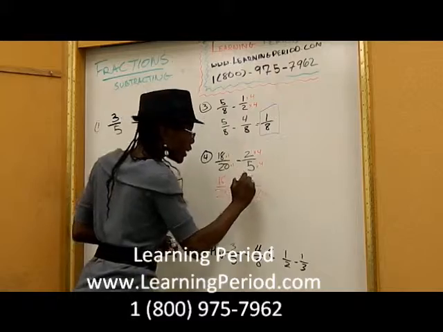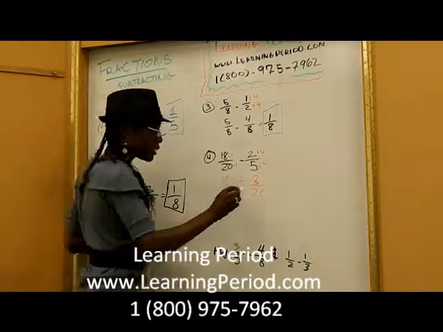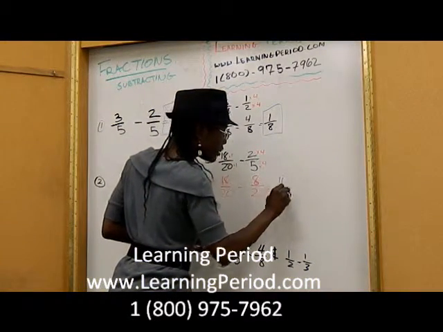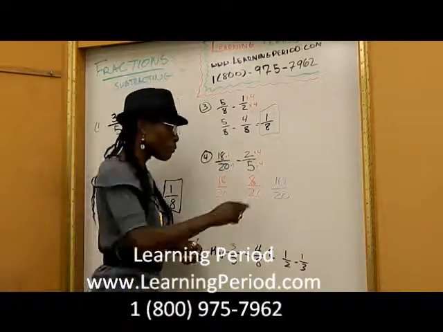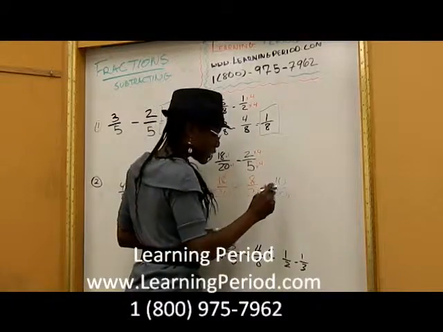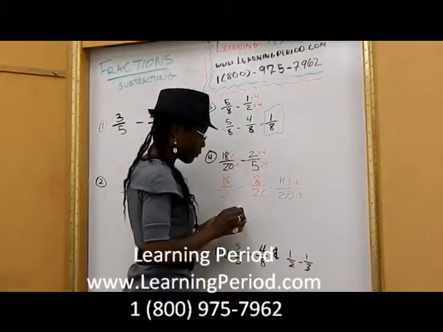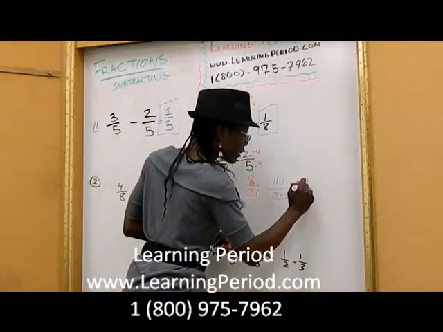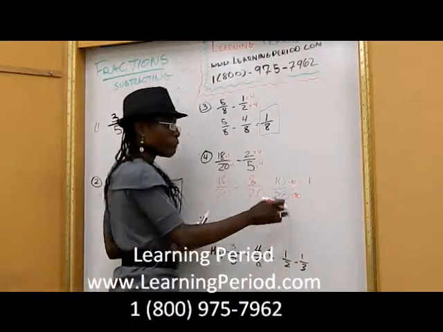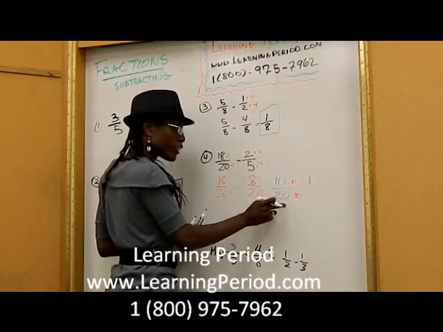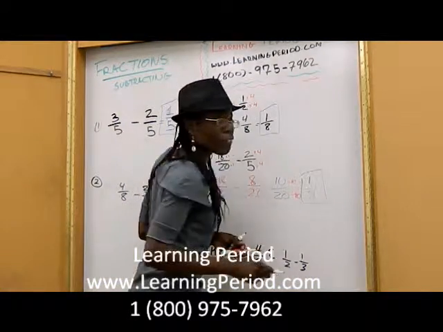2 times 4 equals 8. So we have 18 minus 8, and we have 10/20. Is this our final answer, or can we reduce? Both are divisible by 10, so let's reduce by 10. So when we say reduce, we mean divide, because 10 goes into both the numerator and denominator, and we're left with 1/2 as our final answer.